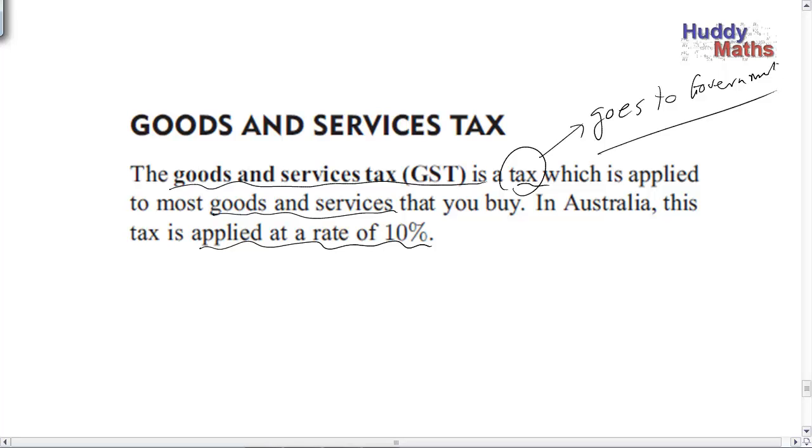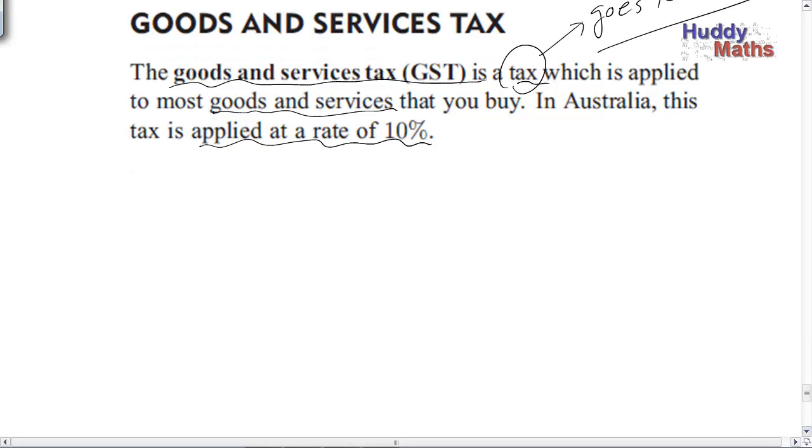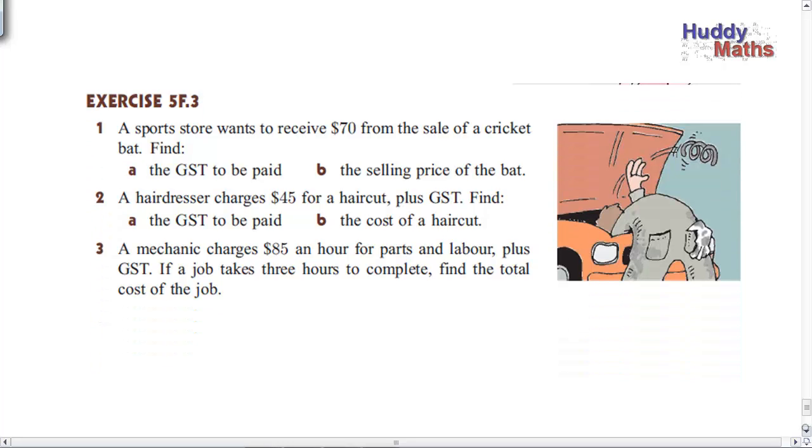Okay, let's have a look at some examples of that. Another important use of percentages. So here we are. A sports store wants to receive $70 from the sale of a cricket bat. Find the GST and therefore the selling price. So the GST, goods and services tax, is you've got to add 10%. You have to pay that. And the person selling the goods doesn't get that. That 10% goes to the government.